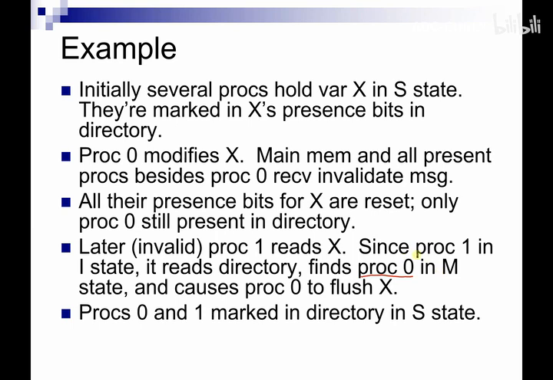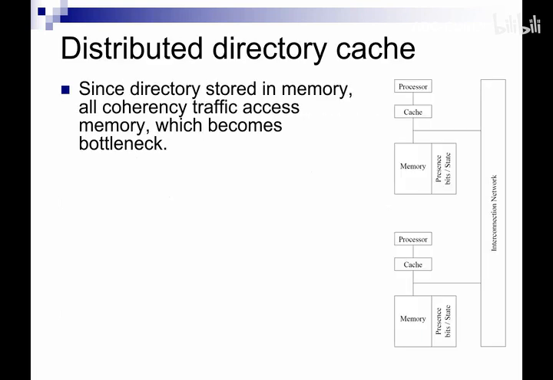Now process 1 will make process 0 flush its value of x to memory, and then process 1 can get the newest value for x. After that, processes 0 and 1 will both be marked in the directory as being in the shared state for x. Hopefully that gives you an idea how this directory-based cache system works.